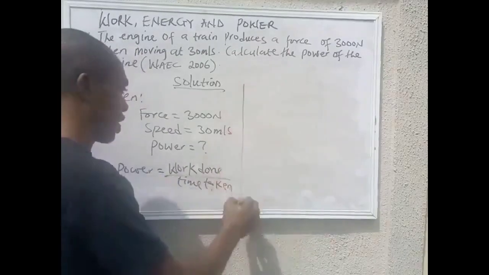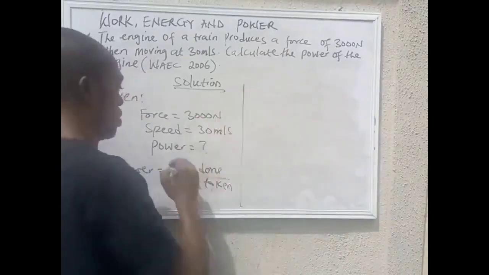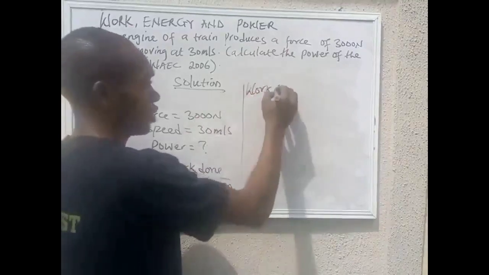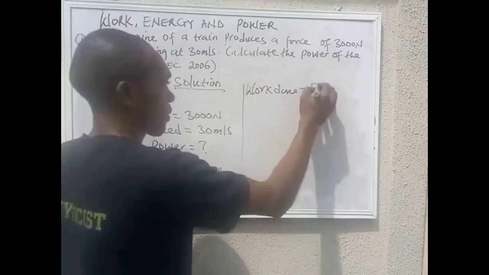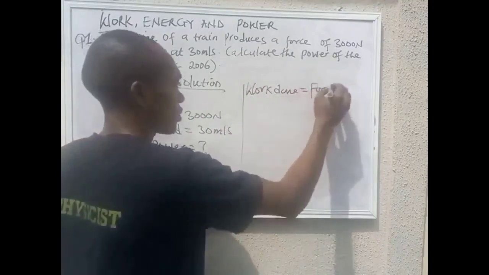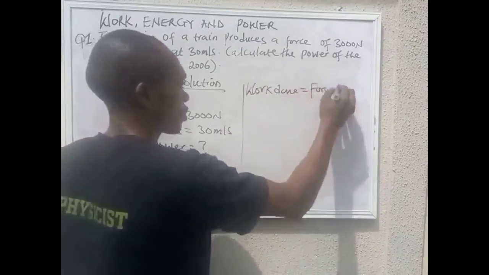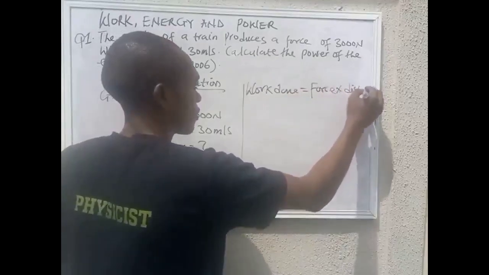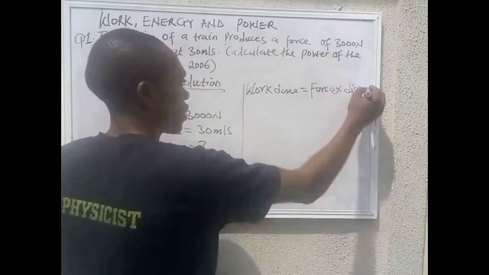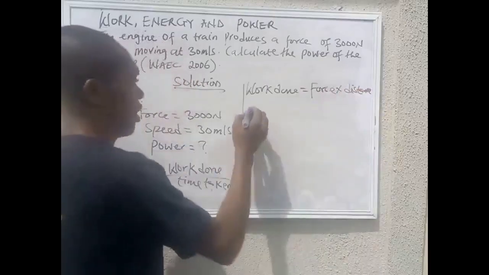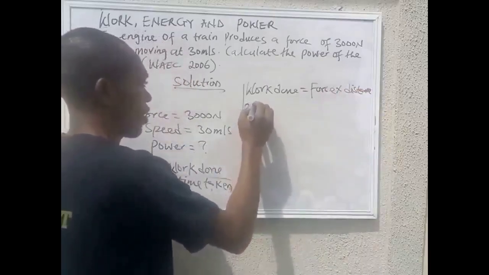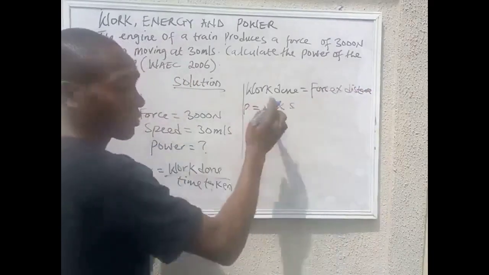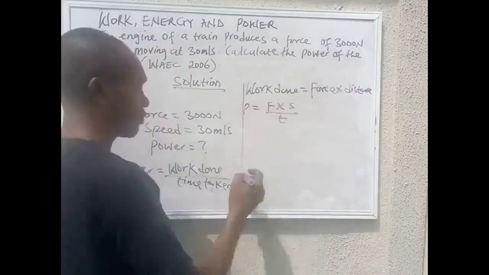Now, look at this. We know that work done is equal to force times distance. Now we can equally say that power is going to be force times distance, we use S for distance, over time.